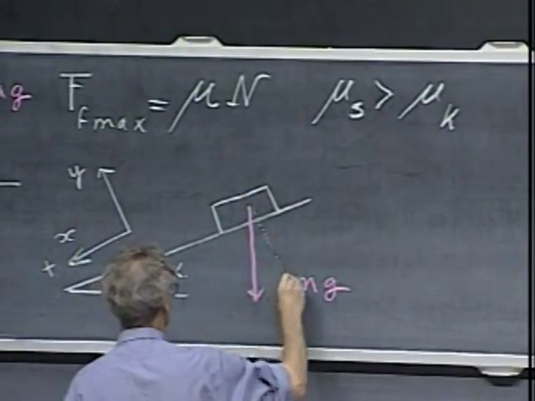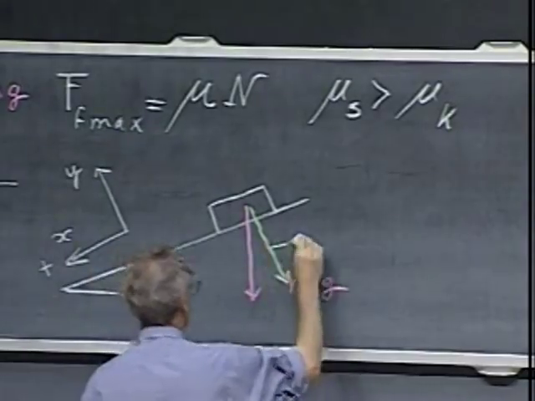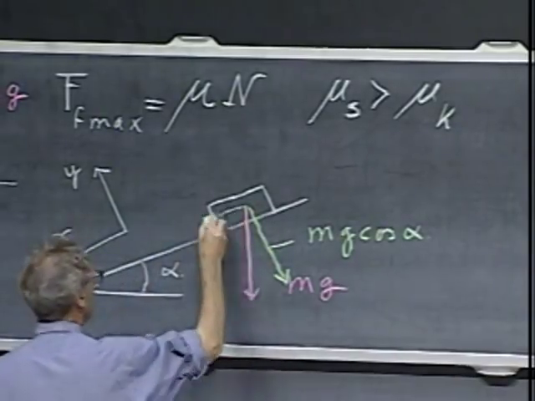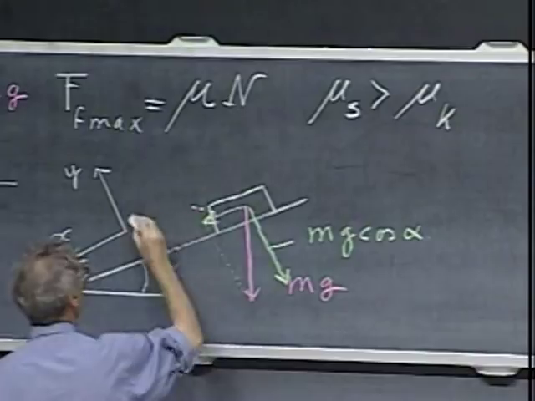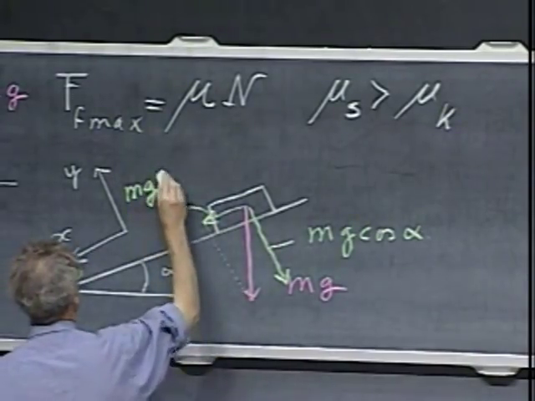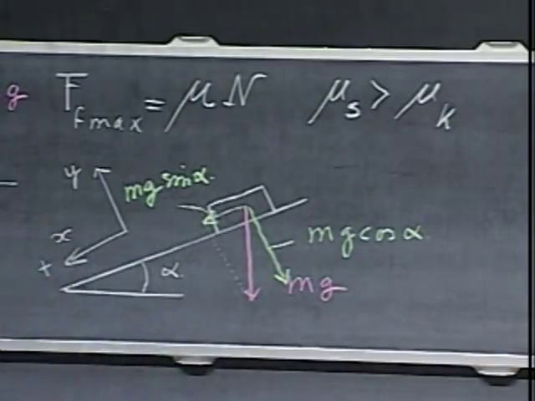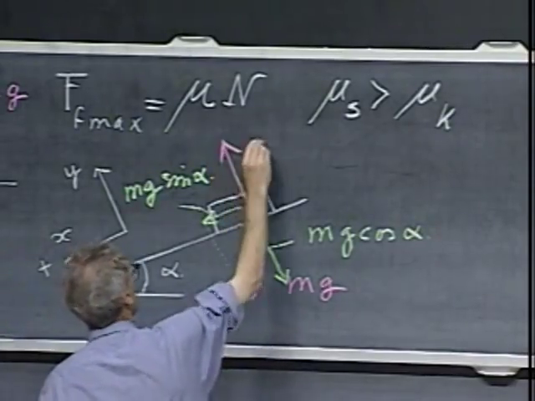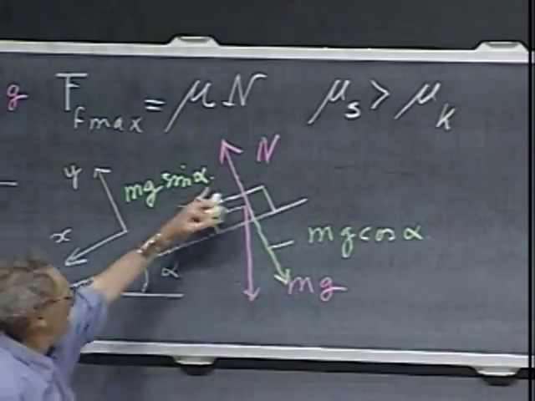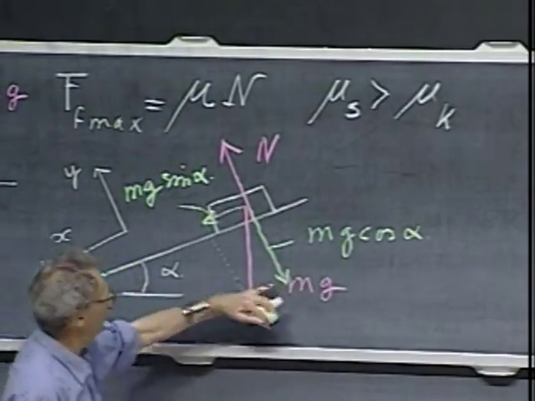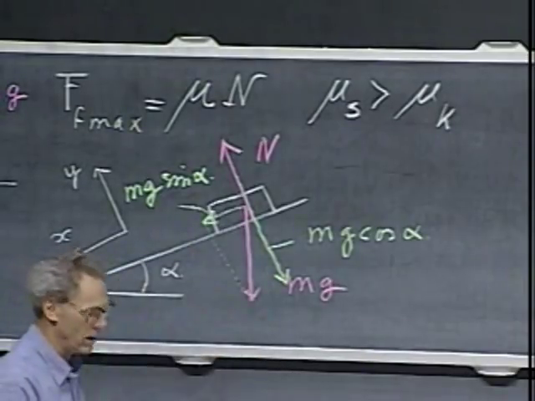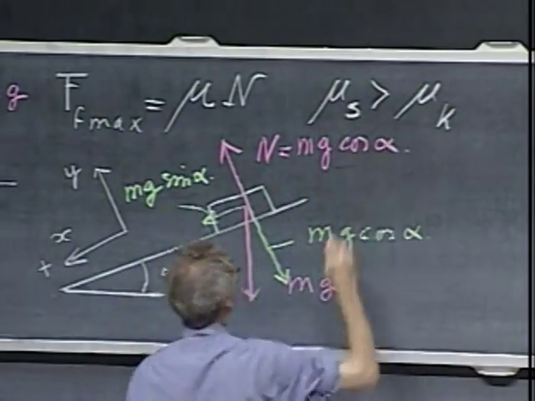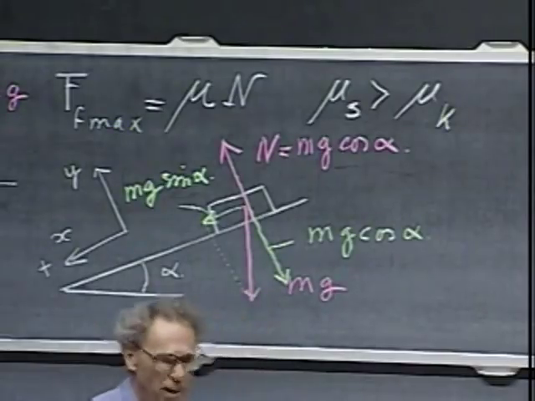So I have one component here, and this component equals mg times the cosine of alpha. And I have a component in the x direction, which is mg sine alpha. There is no acceleration in the y direction, so I can be sure that the surface pushes back with a normal force n, and that normal force n must be exactly mg cosine alpha, because those are the only two forces in the y direction, and there is no acceleration in the y direction, so this one must be mg cosine alpha.